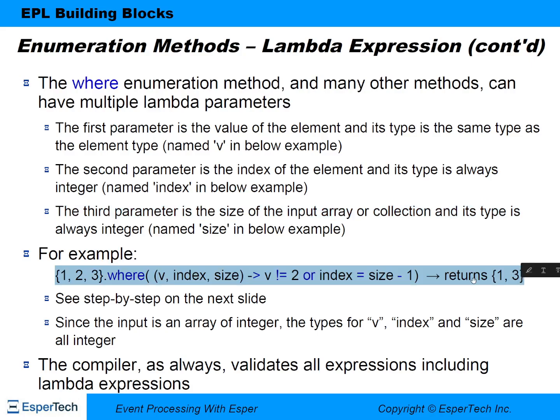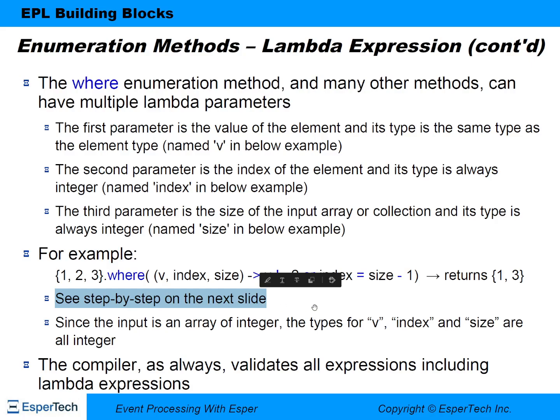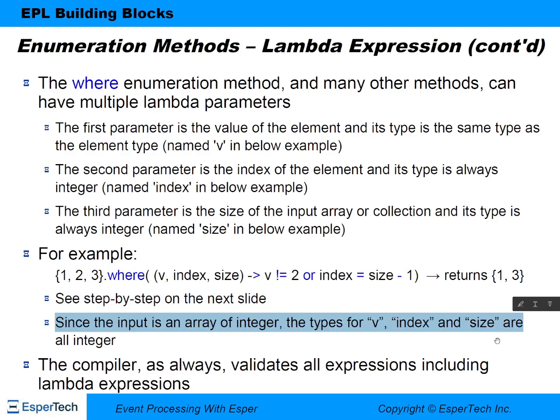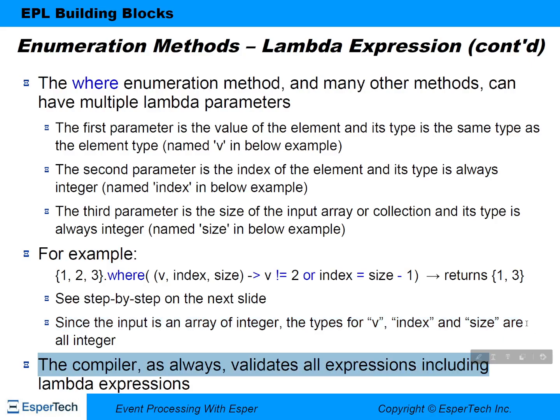For example, the expression {1, 2, 3}.where((v, index, size) => v != 2 or index = size - 1). The result are the values 1 and 3. See step by step on the next slide. Since the input is an array of integer, the types for v, index and size are all integer. The compiler, as always, validates all expressions including lambda expressions.